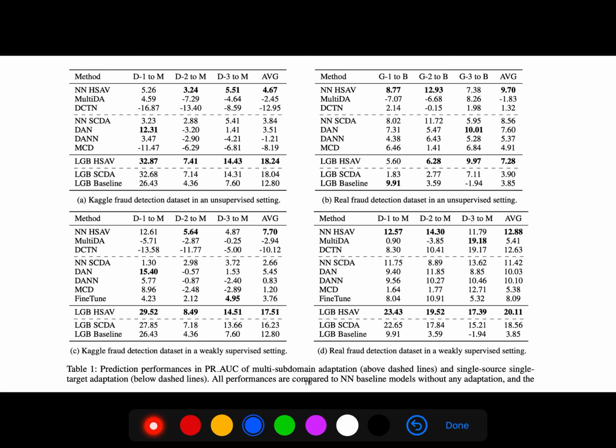So you can see the Kaggle fraud detection dataset in the unsupervised setting. Here is the unsupervised setting, but here, instead of Kaggle fraud detection, we have real fraud detection. And here is the case of weakly supervised for real, again real, and here for Kaggle.